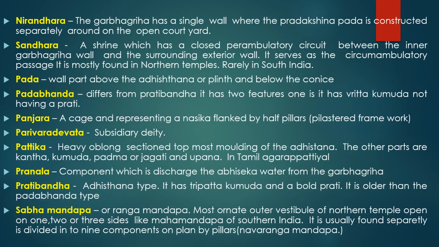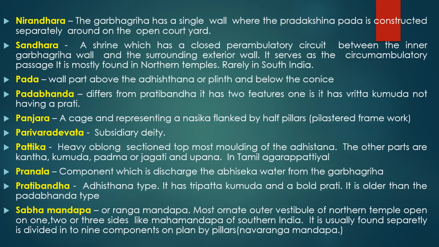Parivara Devata, that is subsidiary deities. The other deities are known as Parivara Devata. Pattika: the heavy oblong section, topmost molding of the Adhisthana. The other parts are Kanta, Kumuda, Batma or Jagati, and Upana. In Tamil, it is known as Agarapattiyal. That is Pattika.